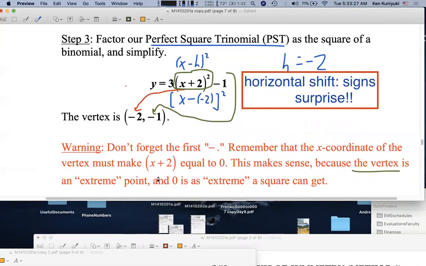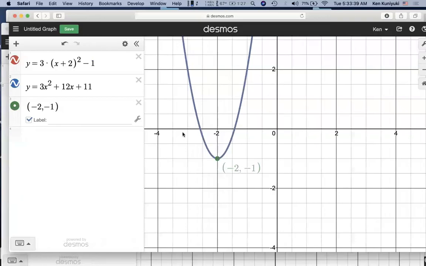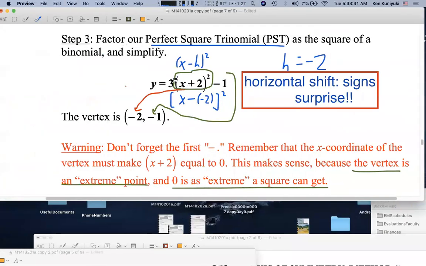Okay. The vertex is the most extreme point on the parabola. Notice that 0 is the most extreme a square can get. So it makes sense that the value for x that makes this square thing equal to 0 leads to the extreme point on the parabola, because 0 is the most extreme value for this squared expression.